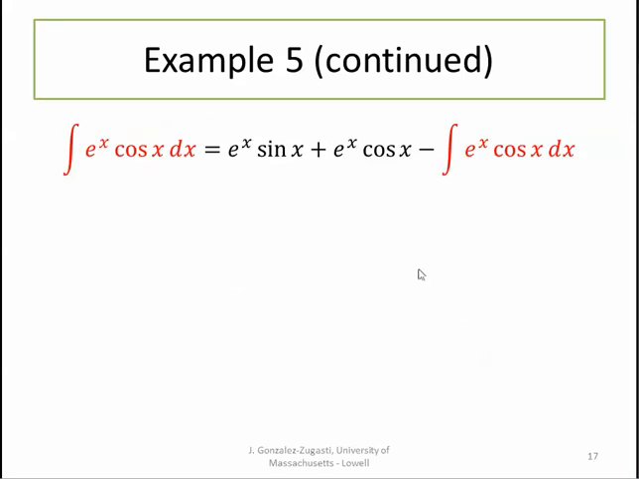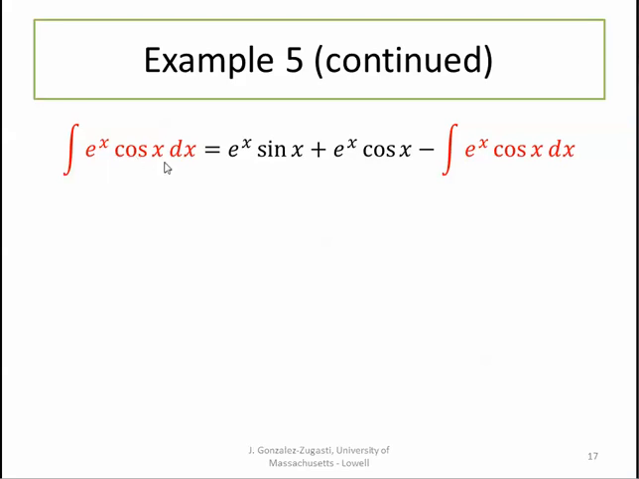Now, look at that integral again. It says the integral of e to the x cosine x dx is equal to e to the x sine x plus e to the x cosine x minus the integral of e to the x cosine x dx. Well, that's the same as this side over here. So it seems like we're going around in circles, but really we're not.